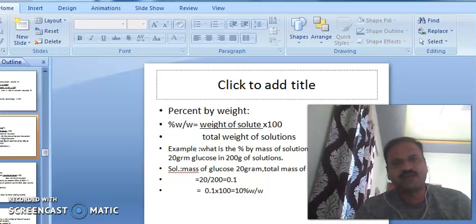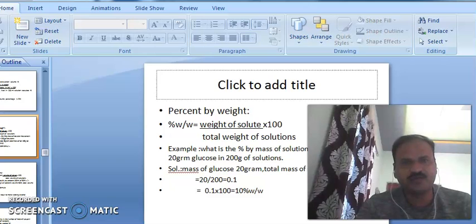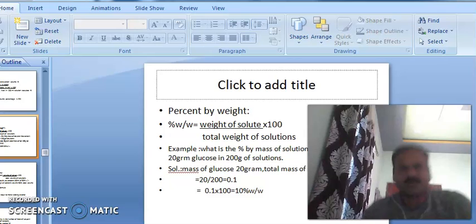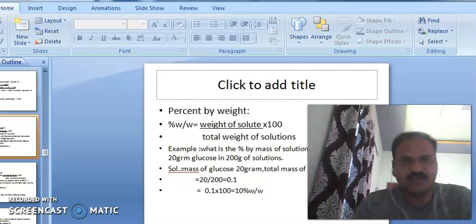Percentage by weight. Here, the percentage of weight by weight is weight of solute upon total weight of solution into 100. Suppose this is the formula you have to give, and the weight and weight are given. In that case you have to use weight of solute upon total weight of solution into 100.